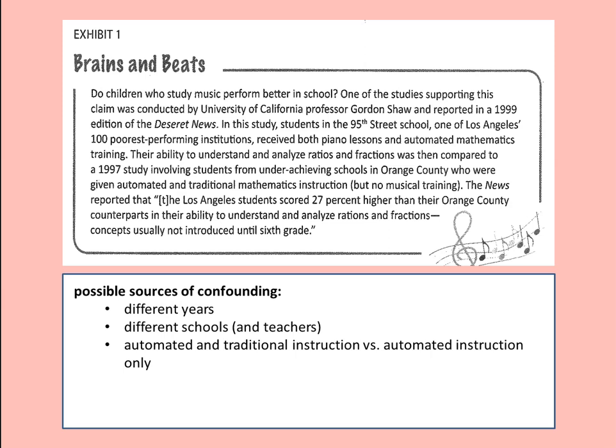One group only had automated instruction, and the other group had automated and traditional instruction. And then the grade level's never specified, so that's a possible source of confounding. Right at the very end of that exhibit, it says, concepts usually not introduced until 6th grade. So all that we know right now is that those students aren't in 6th grade yet. But what if one group is in 4th grade and one group is in 5th grade? A 1-year difference at that age is going to be enormous. So that is a possible source of confounding.